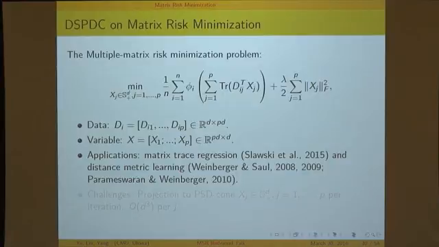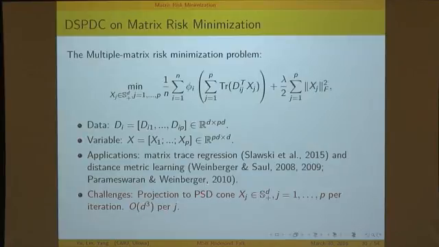There are a lot of applications of this formulation, such as matrix trace regression and distance metric learning. But for most of these scenarios, we need to impose an additional constraint such that each block of this decision variable is positive semi-definite. That will pose a computational challenge. For each iteration, we need to project the variable x to the PSD cone, so we need to do an eigenvalue decomposition per iteration, which has complexity cubic in d.